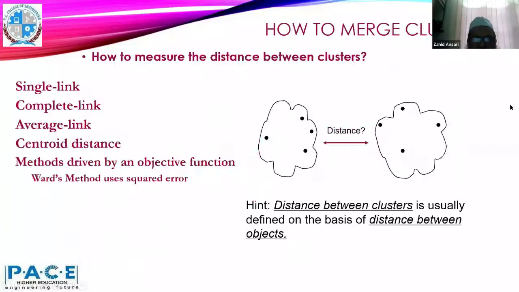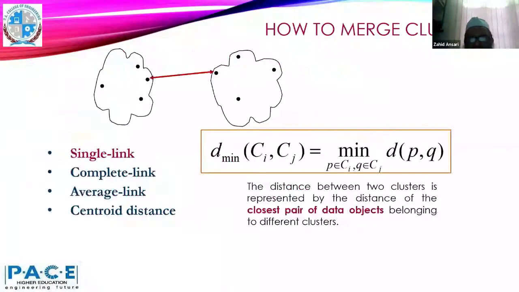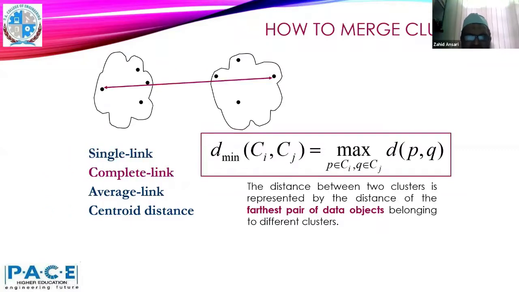Okay, so let's see it. In the single linkage, what do we do? We find the closest point. Let's say these are the two clusters. In single linkage, we try to find the closest points, and that is what we term the distance between the clusters. The next one, complete linkage. In this, we find the points which are farthest apart. The two points at the farthest distance, that distance we consider as the distance between the two clusters.